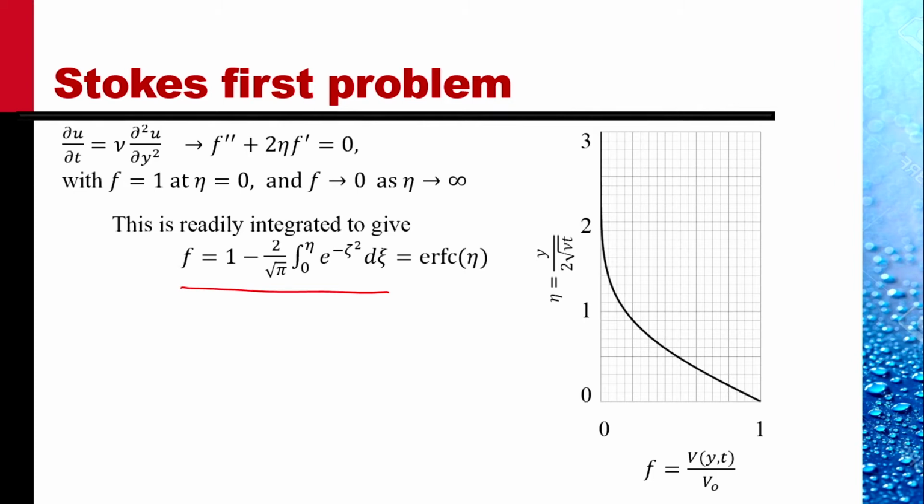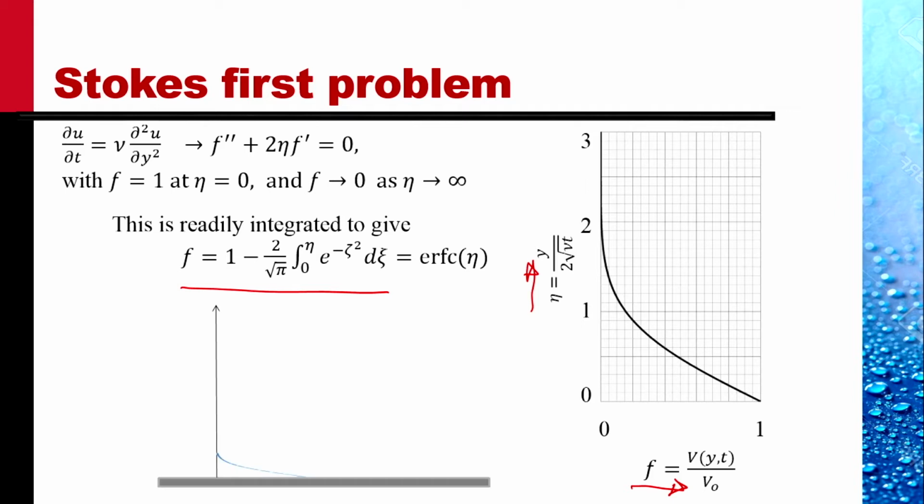This is the plot of this function. We have taken f on the horizontal axis and eta on the vertical axis. F decreases very sharply from 1 to 0 over a range of something like 0 to less than 2. Now, this is the normalized velocity as a function of eta.